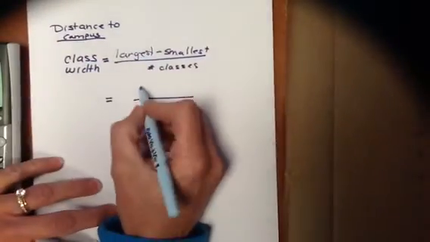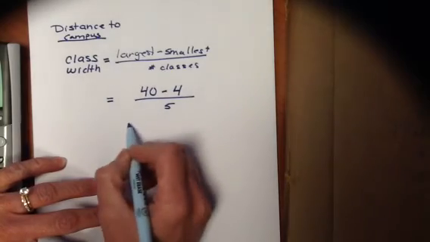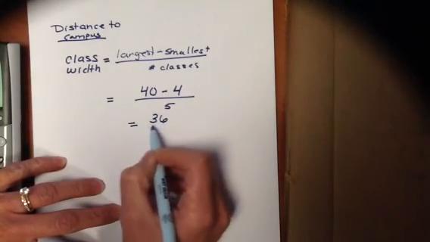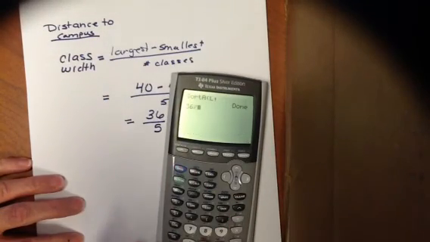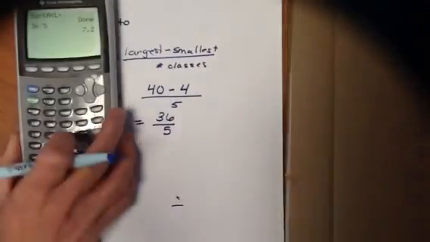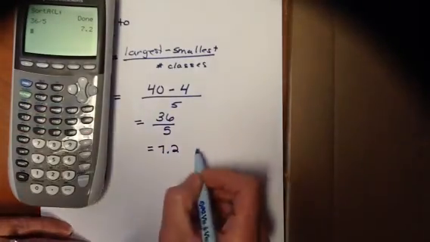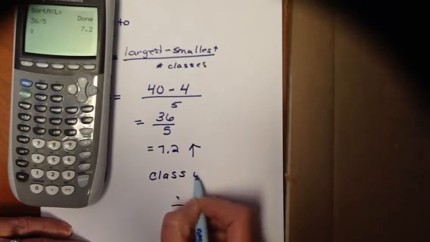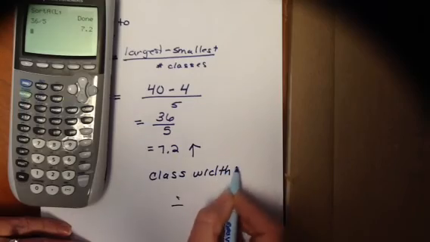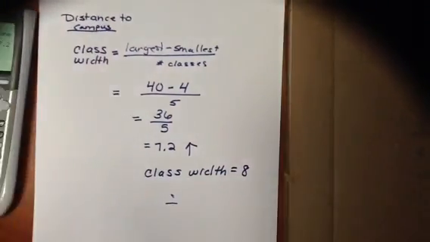So I take the largest data value minus the smallest, and I obtain 36 divided by 5, which is 7.2. Remember, when you're calculating the class width, always round up. So my class width is equal to 8. Now we're ready to do our frequency table.